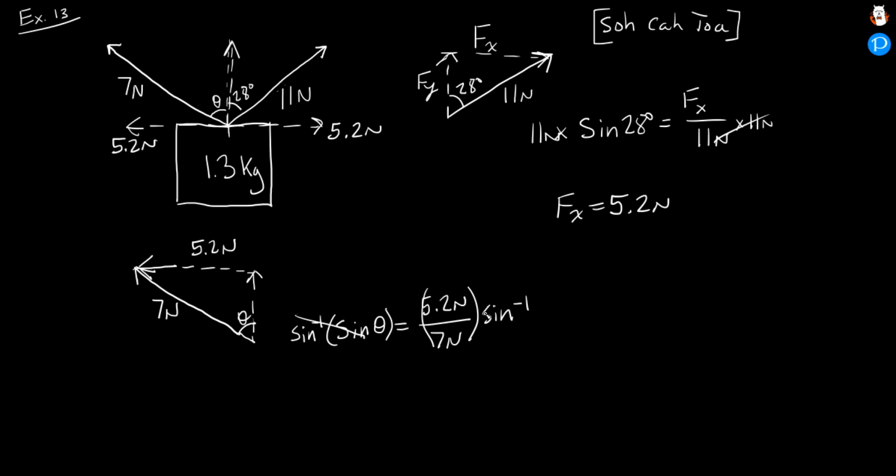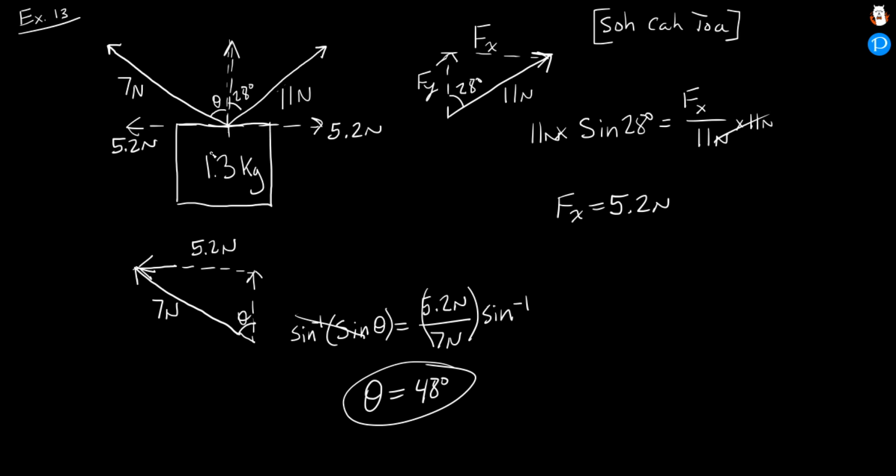So let's punch that in our calculators and see what we get here. So 5.2 divided by 7, and then multiplying that by inverse sine. So I get 48. The angle is equal to 48 degrees. So that would be my first answer for the first part of that question: he has to pull at an angle of 48 degrees from the vertical in order for this box to accelerate straight upwards. He's going to have to pull at an angle of 48 degrees.